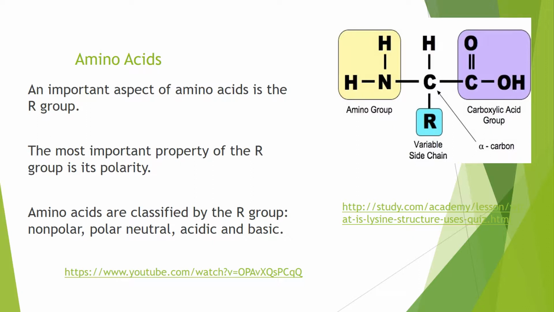This R variable side chain, or R group, is a very important aspect, as its most important feature in the amino acid is its polarity. When it comes to amino acids, out of the 20 that I mentioned earlier, they can be classified based on the R group and are divided up into 4 groups: nonpolar, polar neutral, acidic, and basic.